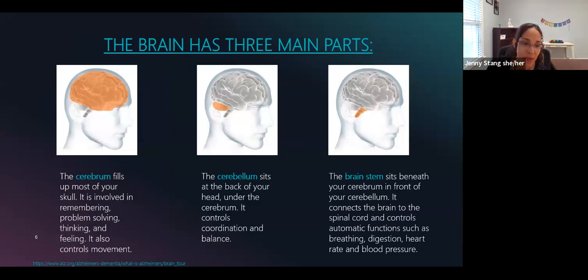The cerebrum fills up most of our skull. It's involved in remembering, problem solving, thinking, and feeling, and it also controls movement.